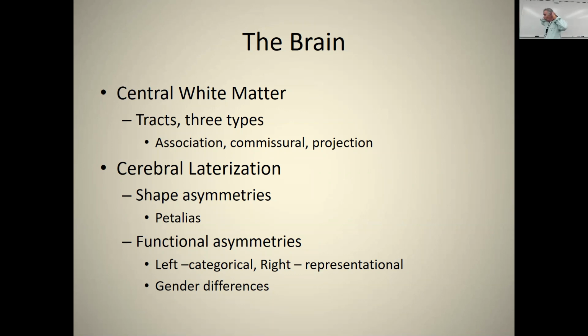So, talking more about parts of the brain and what they do, and about central white matter. Remember, white matter is myelinated axons in the central nervous system. A bundle of myelinated axons in the peripheral nervous system is a nerve. In the central nervous system it is called a tract. So we have three types of tracts. It all depends on where they go. This is on page 507.